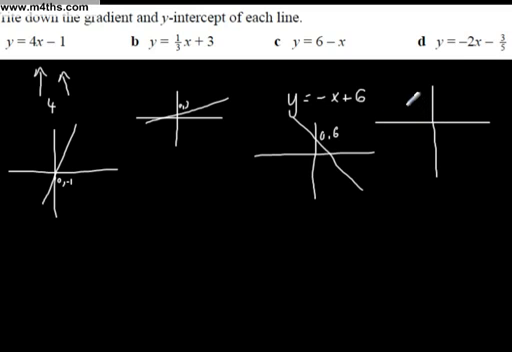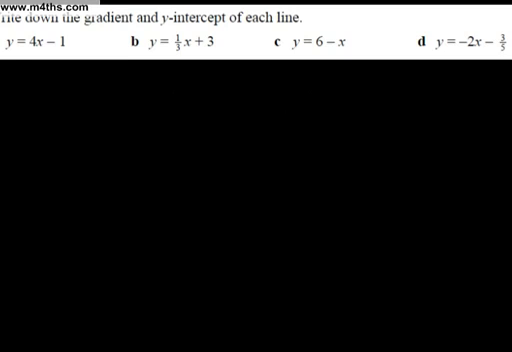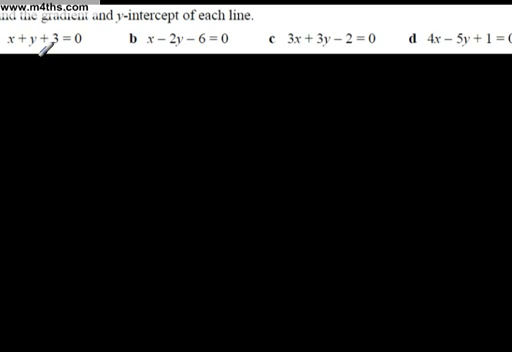So we're going to be somewhere down here, like so. You have to spot these in their form. We're asked to find the gradient and the y-intercept of each of these lines. What we need to do is put them in the form y equals mx plus c. We can evaluate the gradient far easier that way.